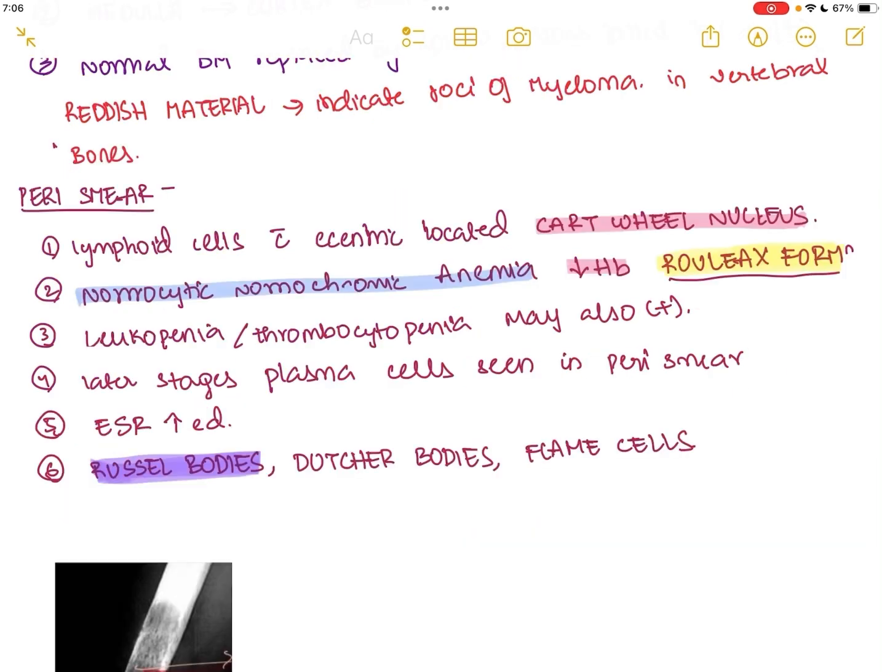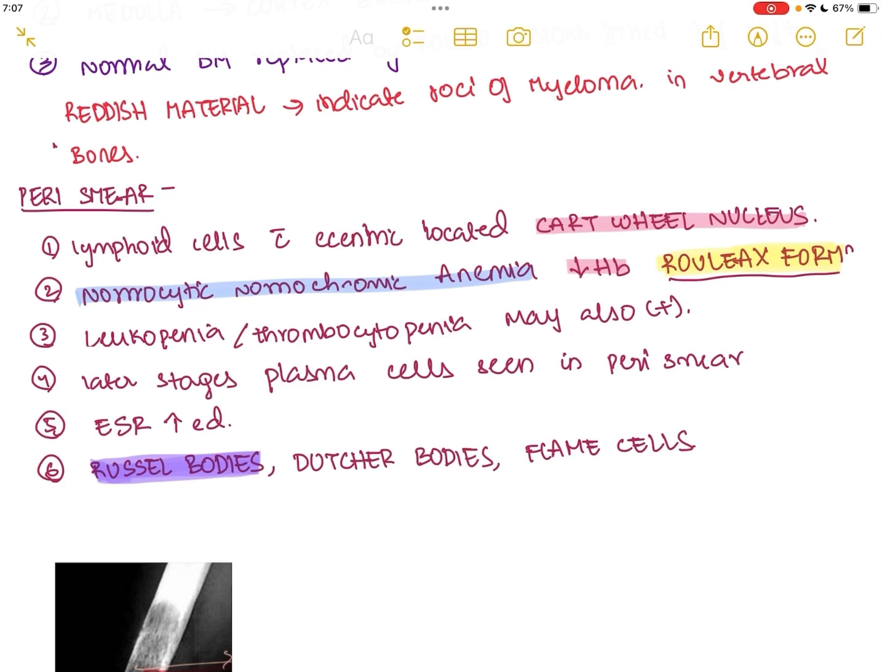Peripheral smear, which is very important. So these plasmacytoid cells have eccentrically placed cartwheel shaped nucleus. And obviously you can see these plasma cells increasing in number. So you can see this cartwheel shaped nucleus in the bone marrow. And you can also see this normocytic normochromic anemia because of bone marrow infiltration, which reduces the hemoglobin. And also Rouleaux formation can be seen because RBC fuses with the immunoglobulin G, which makes the RBC heavy and sticky. And also you can see leukopenia and thrombocytopenia.